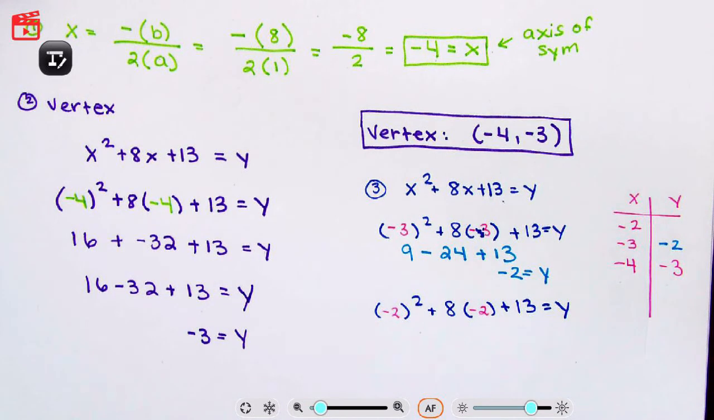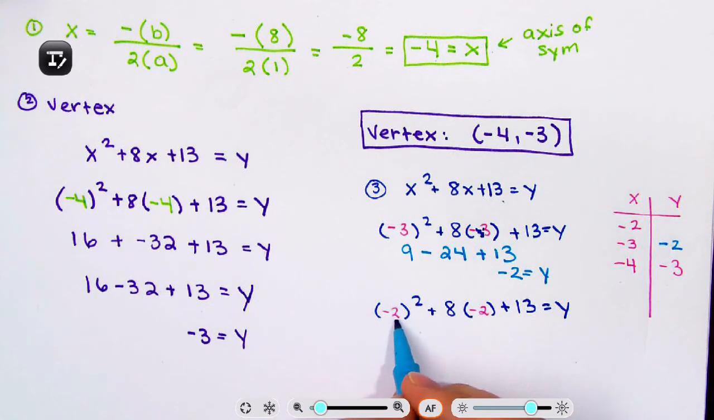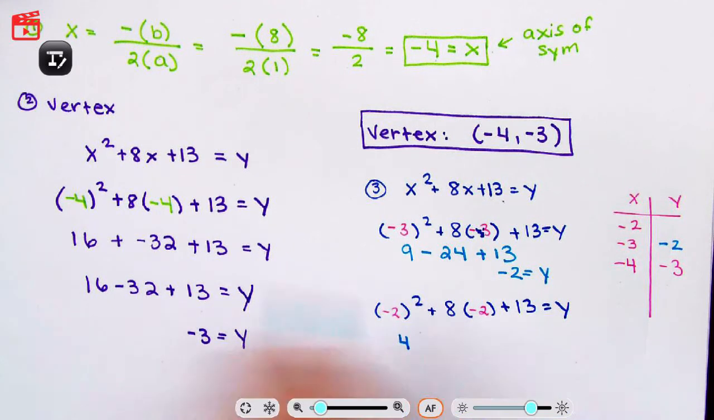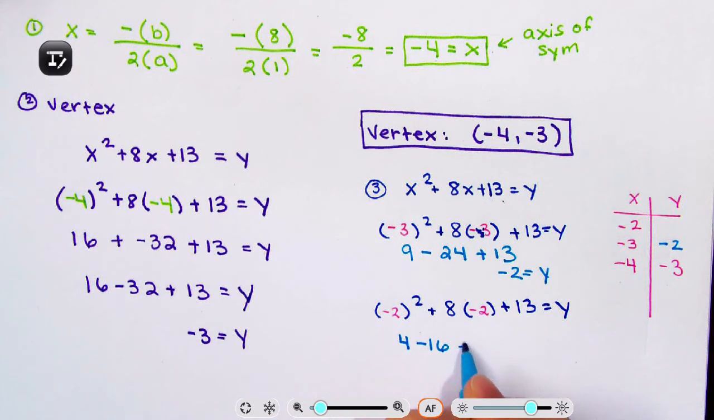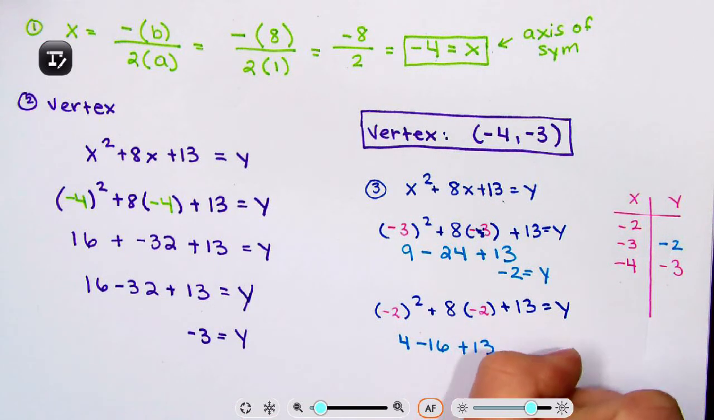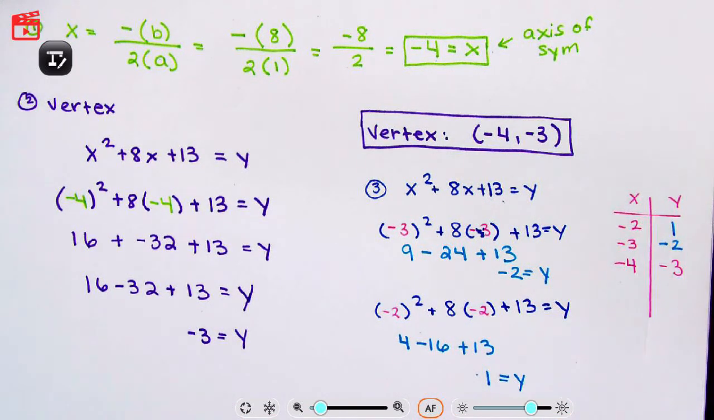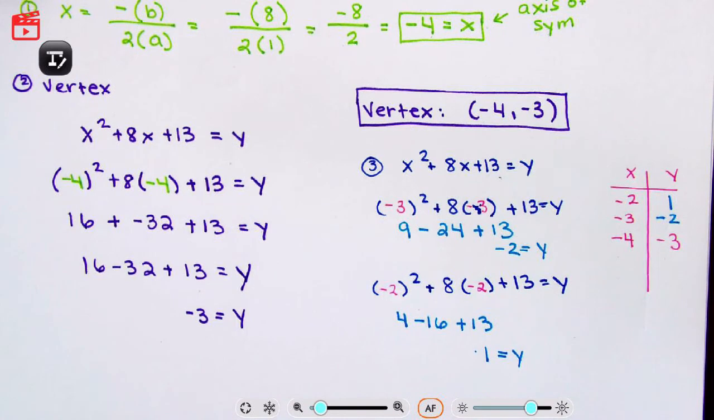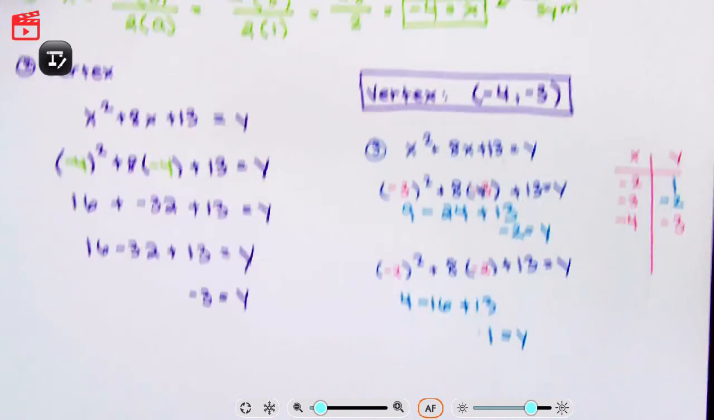Let's do that one more time for our input of -2. So -2 times -2, that's a +4. 8 times -2, that is a -16. Plus 13, we'll do 4 minus 16 plus 13. That gives us our output of 1. Now that we have our 3 points, we're going to start graphing and then do step number 4, which is to reflect across the axis of symmetry.